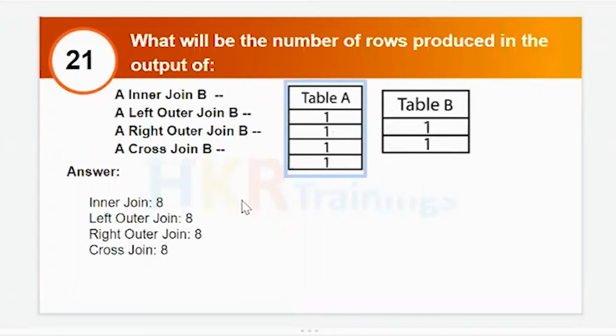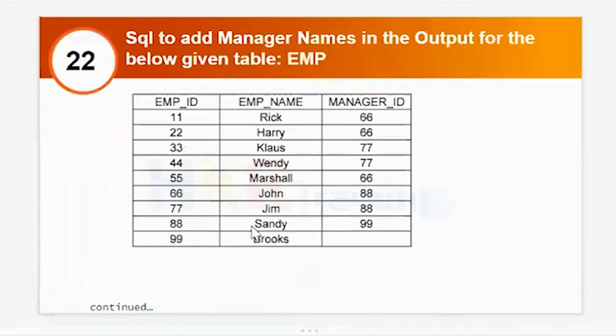In this case, since we have the same value in all the rows for table A as well as table B, the outcome will be the same for all the joins. A left outer join B will also be 8, A right outer join B will also be 8, and A cross join B will also be 8. So the number of rows produced will be 8 for all 4 scenarios. Very tricky question, but very important question. Okay, moving on to the next question.